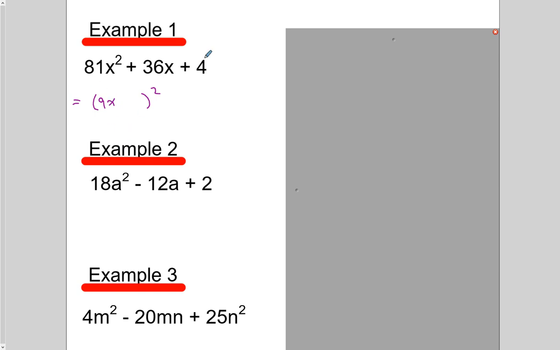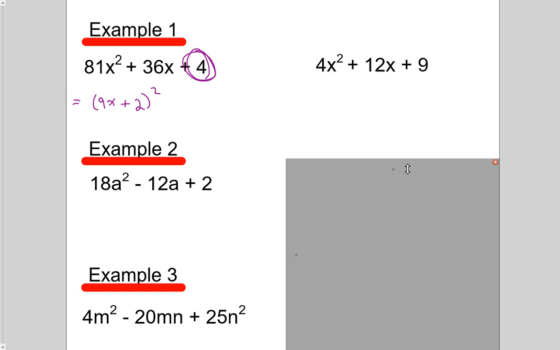My last term is going to be the square root of this number on the end. So that's going to be a 2, because the square root of 4 is 2. And then I have to decide what sign would go between them. These are all pluses, so it's going to actually be a plus. 9x plus 2 squared. If we were to multiply all that out, we'd end up with 81x squared plus 36x plus 4. Now I'd like you to try it. Very similar problem. I'd like you to try this one right here. So pause your video and give it a shot.